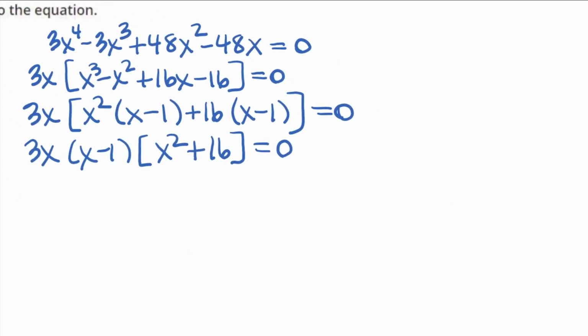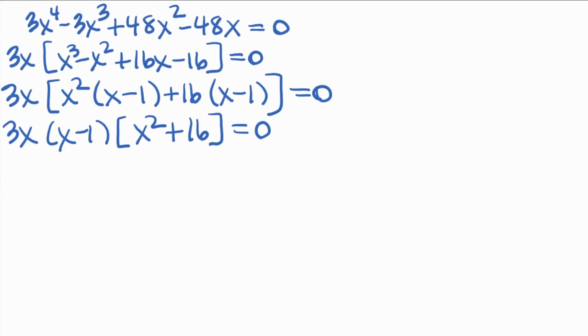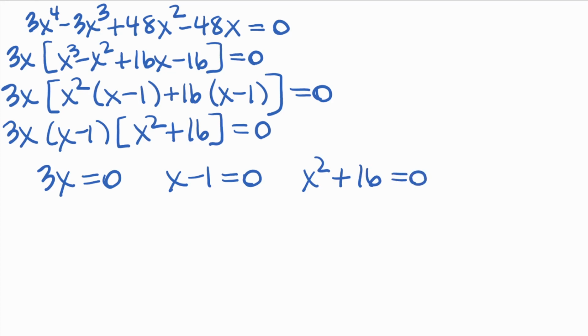I just move over here and look at this equation for a second. So if the product of these three things is equal to 0, then either 3x is equal to 0, or x minus 1 is equal to 0, or x squared plus 16 is equal to 0. And if 3x is equal to 0, that's going to mean that x has to equal 0. And if x minus 1 is 0, that's going to only happen when x is 1. But this one, I'm going to have to do a little bit more solving.